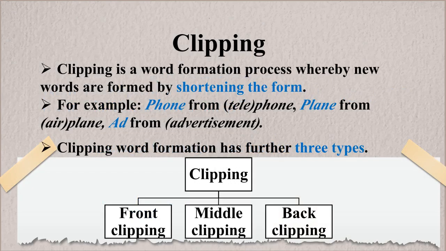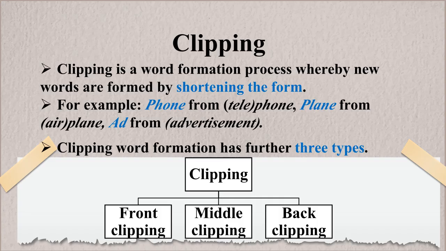Now we will discuss the clipping word formation process. Clipping is a word formation process whereby new words are formed by shortening the form. For example, the word phone is formed by shortening the word telephone, and the word plane is formed by shortening the word airplane, so as the word ad formed from advertisement.